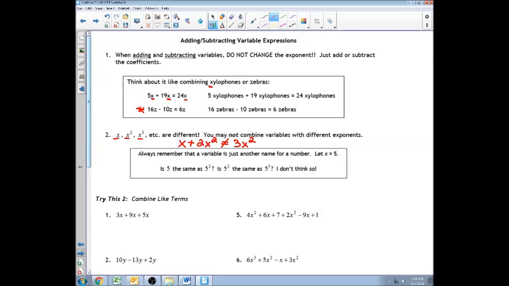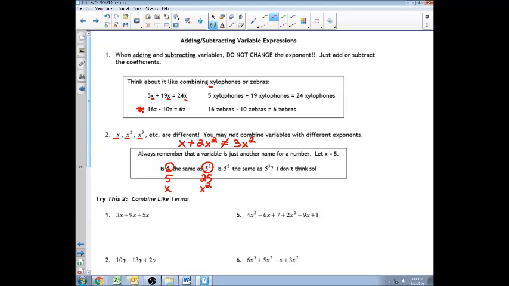Okay? Always remember that a variable is just another name for a number. So we're going to let x equal 5. Is 5 the same thing as 5 squared? Well, 5 is equal to just 5, right? 5 squared is equal to 25. So those are not the same thing. Let's use a variable in its place. X and x squared do not mean the same thing.